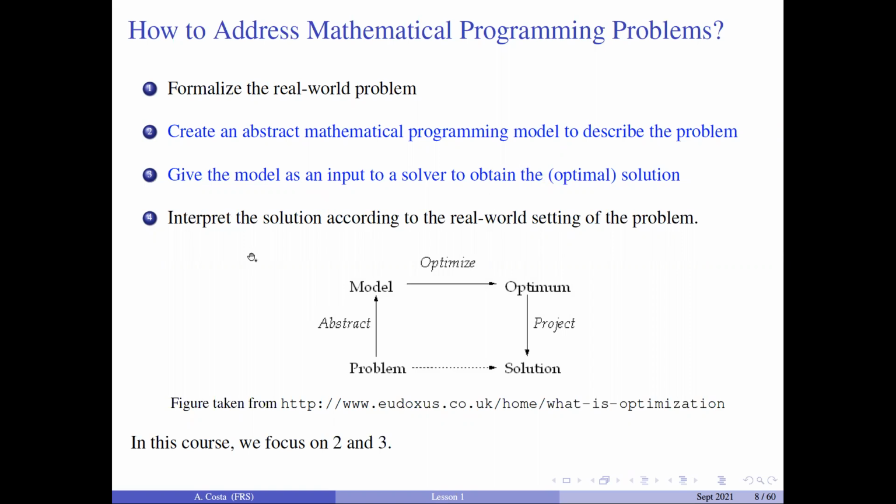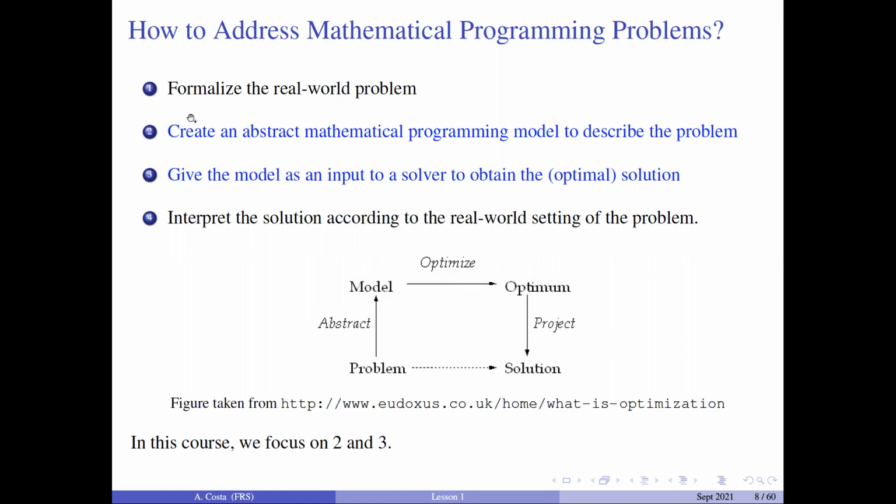And then the last step is we have to interpret the solution according to the real world, because maybe we made some simplification, maybe we made some assumptions. So the number we get from the solver needs to be somehow interpreted and translated back into the real world application that we were studying. So this is more or less the picture showing the procedure.